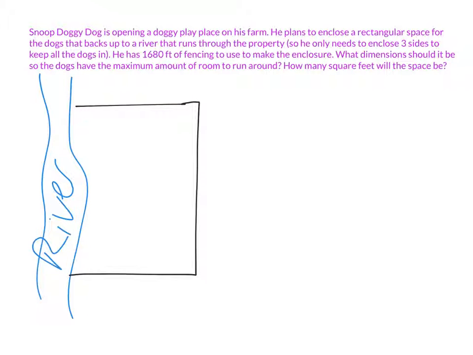So again, we can assign a random dimension. It doesn't matter which one you do, whether you use this side or the other side. I usually do this because then my opposite side is also x, and then I only have one side written with a more complicated expression. So I have 1,680 feet of fencing, and I got to subtract out what I use. So minus the 2x. There's my other dimension. So 1680 minus 2x.